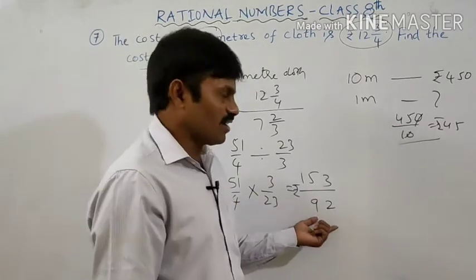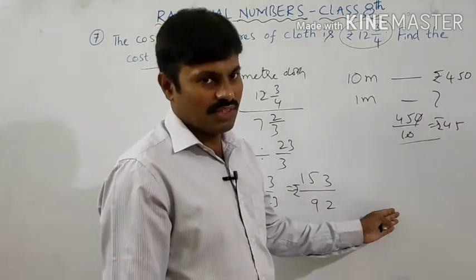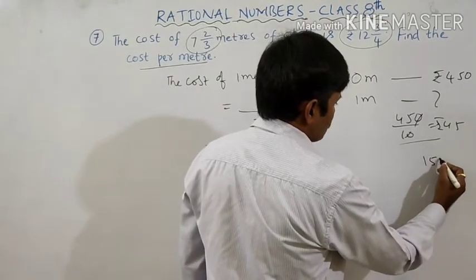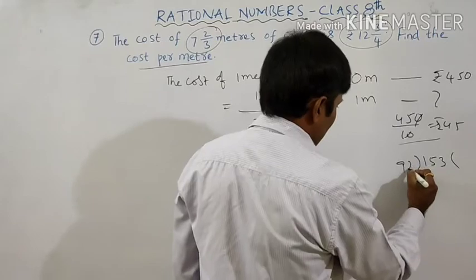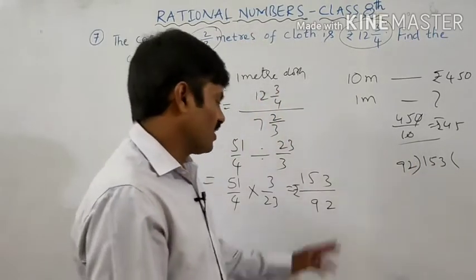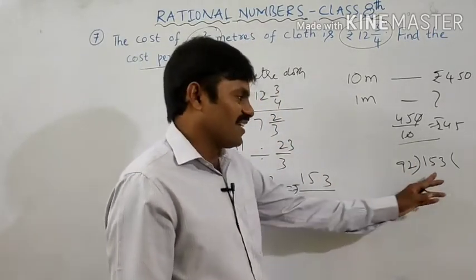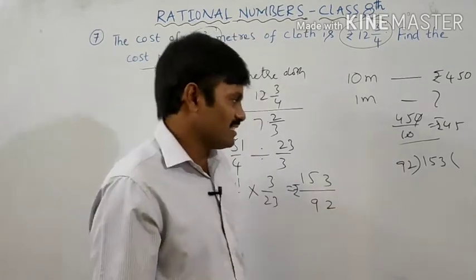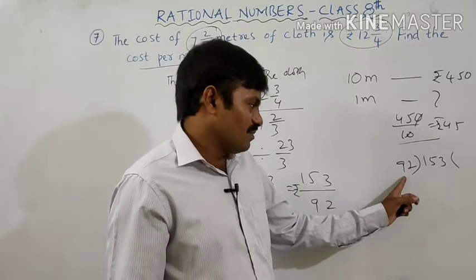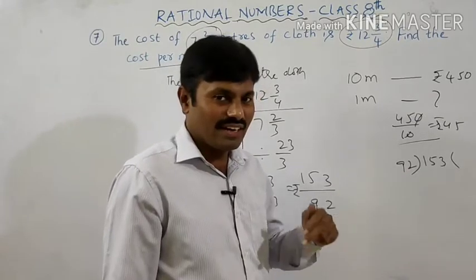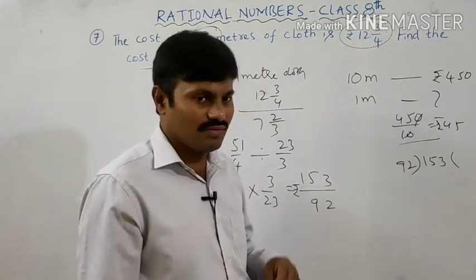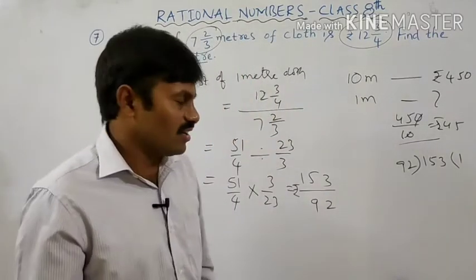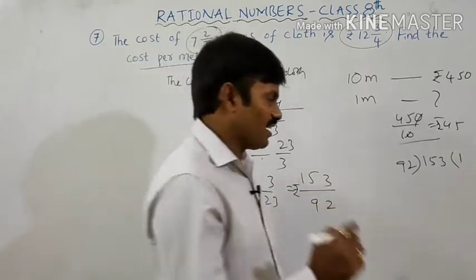We should not keep it like this; we should convert it into either a mixed fraction or a decimal. So I am writing it in decimal. To write in decimal, what is our immediate task? We have to divide 153 by 92. Is it possible 2 times? 2 nines are 18, so 180 plus, so it is not possible. It divides only one time. So 92 divides 153 one time.